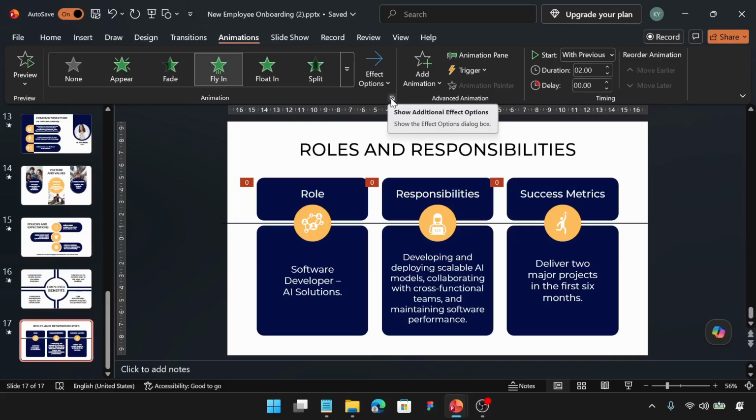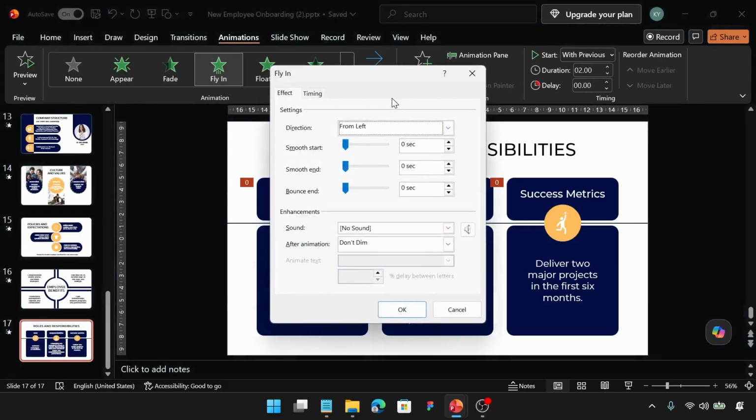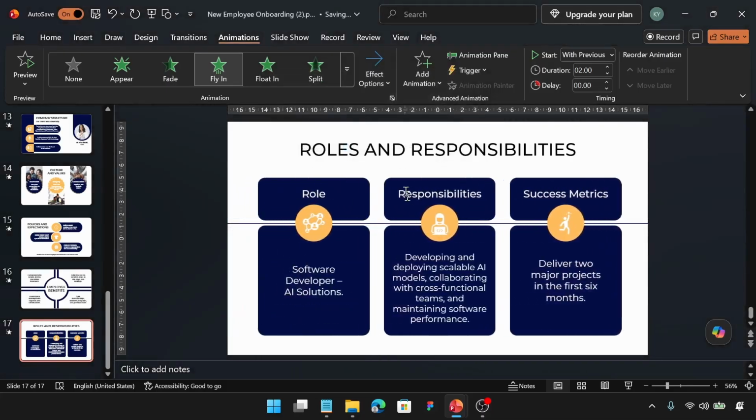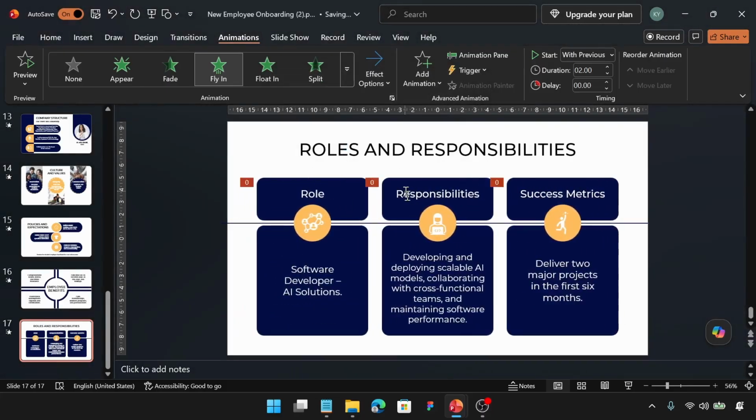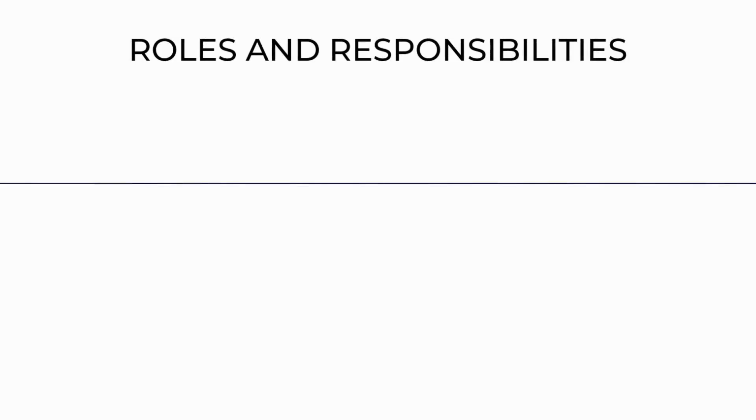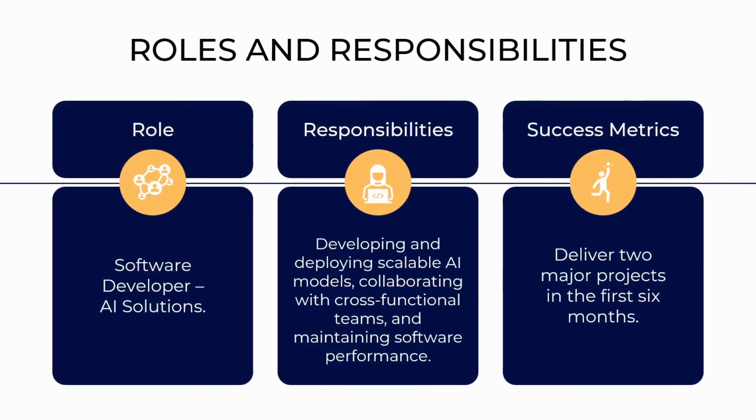Now come over here, show additional effect options. We're going to go to bounce end, and we're going to make the bounce end, let's try 0.5, and we're going to have this. So we have our three cards animation, and we can go ahead and see what our slide looks like in the slideshow view. So I'm going to just start it here. We're going to have our slide, and we're going to have our cards coming all together at once.